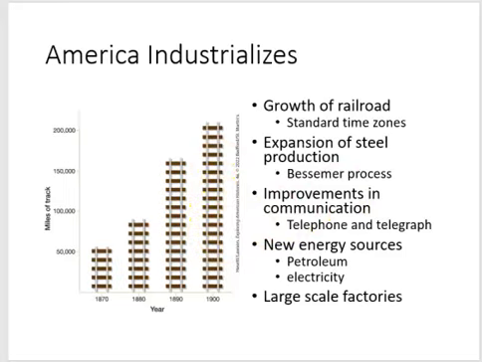Railroads also force standardization. In 1886, the U.S. adopted standard time zones, so trains could run on consistent schedules. That might sound like a really small thing, but it shows how industrialization reshaped everyday life.